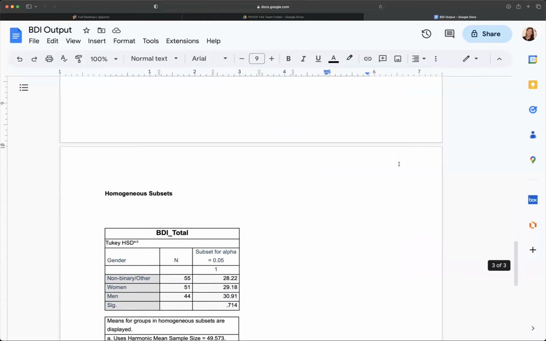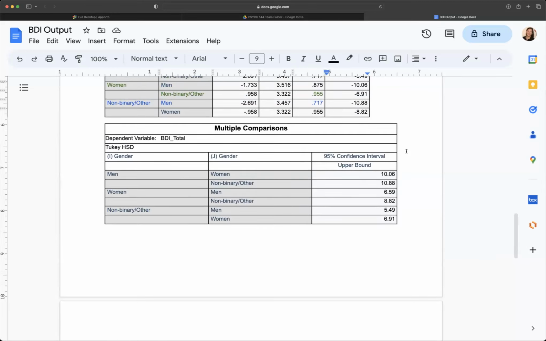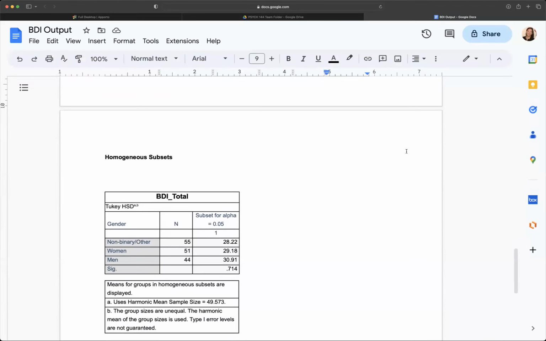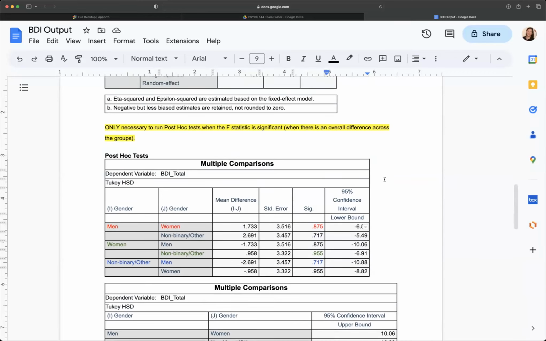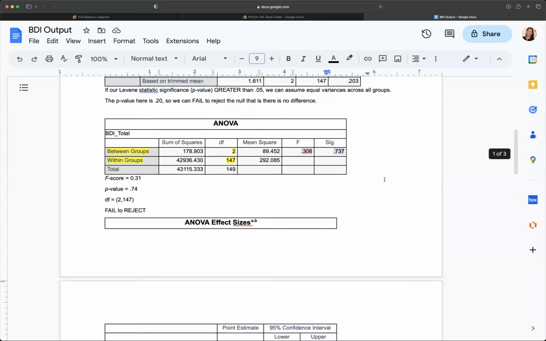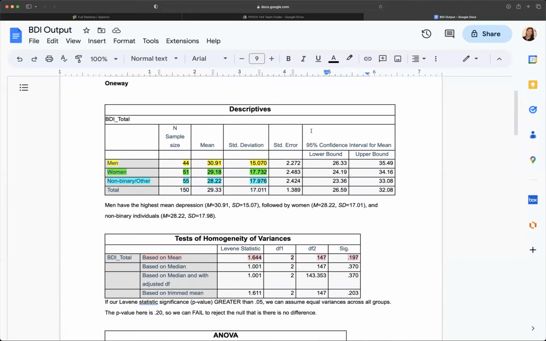So that's where we're going to stop. There is additional information on confidence intervals, but we're not going to get into that for this test. So this is the end of our interpretation of ANOVA effect sizes. But again, ultimately what we found is that there are no differences in Beck Depression Inventory scores across men, women, and non-binary or other individuals.